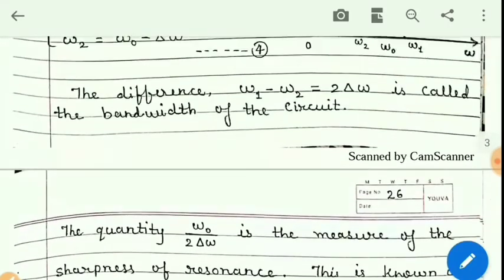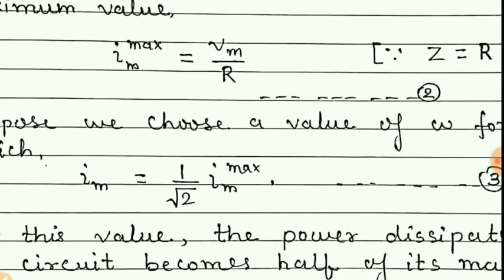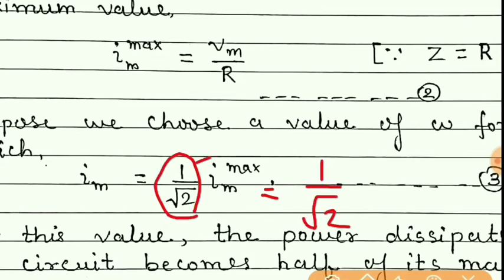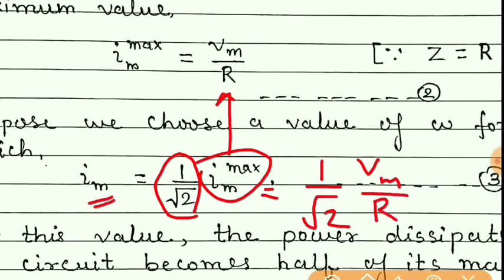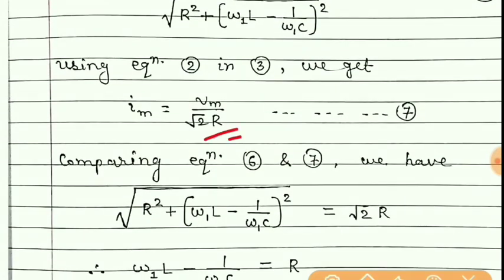Once again, let me show you. When we put this value of Im maximum, see this is already 1 upon root 2. Now in place of this Im maximum, we are going to put this. So it is Vm upon R. So what we obtained? We obtained Im is equal to Vm upon root 2R. So we got this equation.